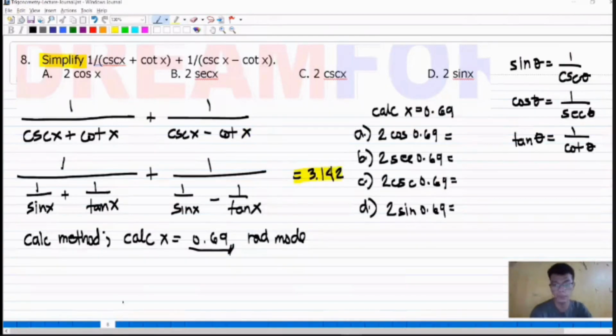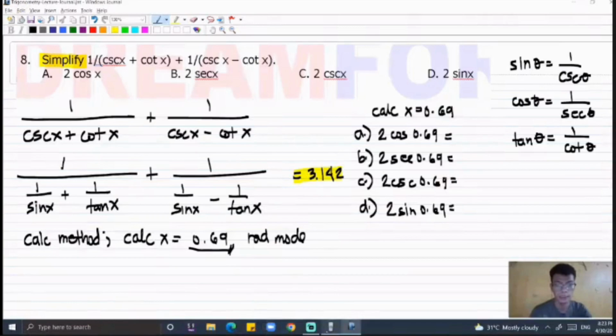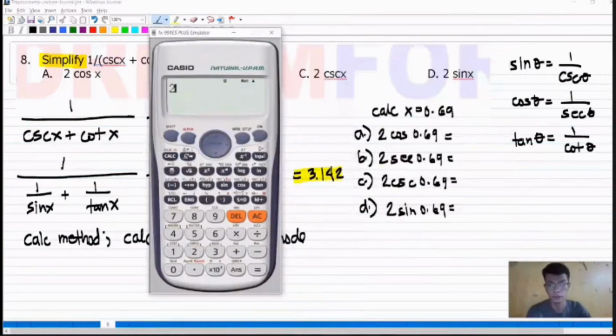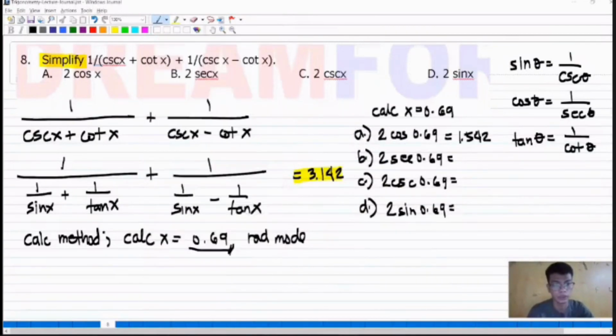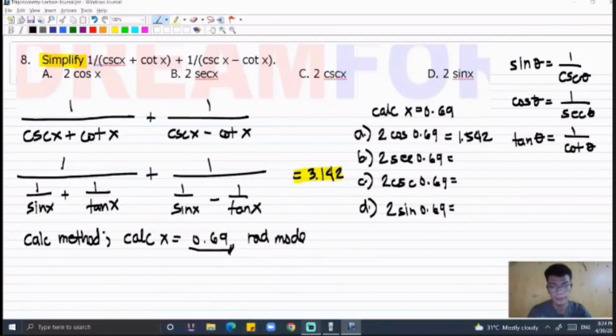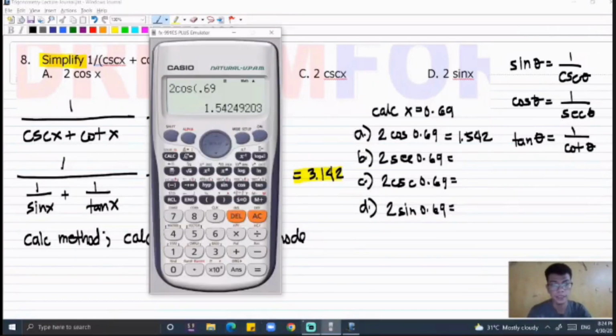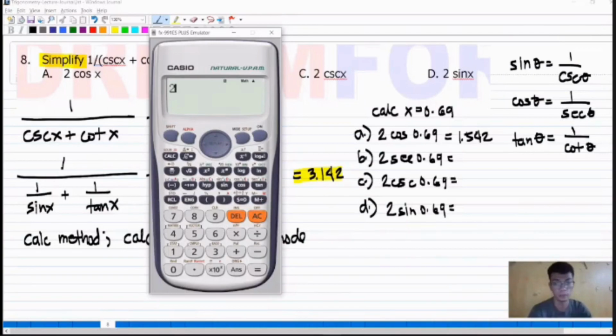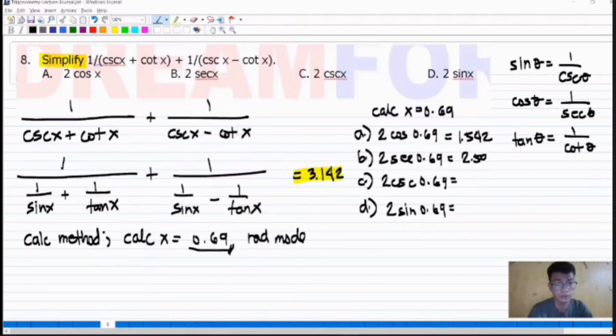Kung ano ang ginawa natin sa given, dapat din sa choices. Una, 2 cosine 0.69. The answer is 1.542. Hindi parehas. Letter B, 2 secant 0.69. So, bali ang result is 2 over, yung kabaliktaran ng secant is cosine 0.69. The answer is 2.593.